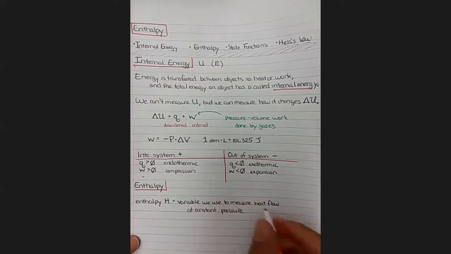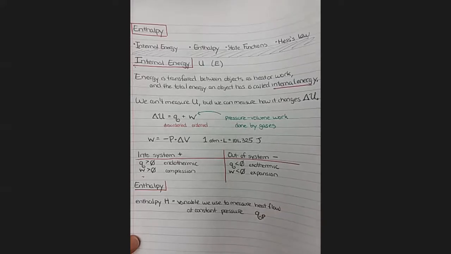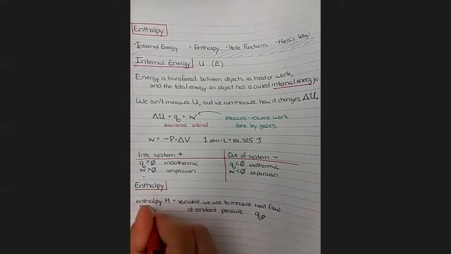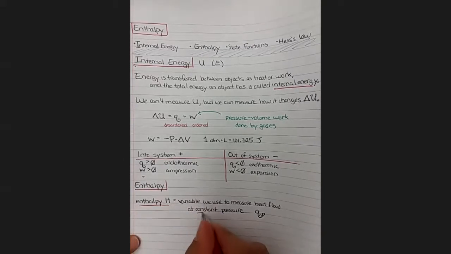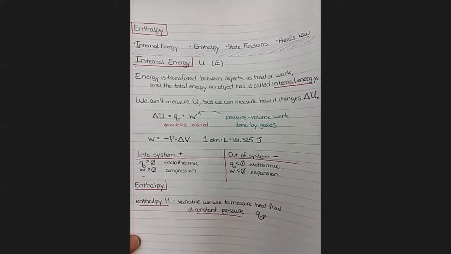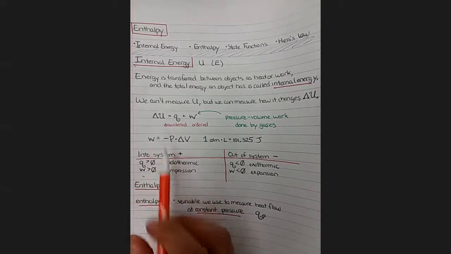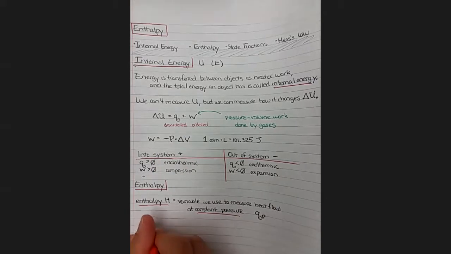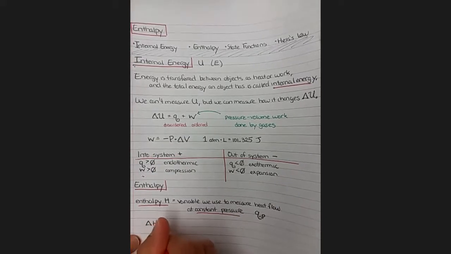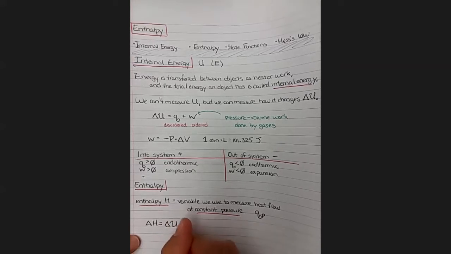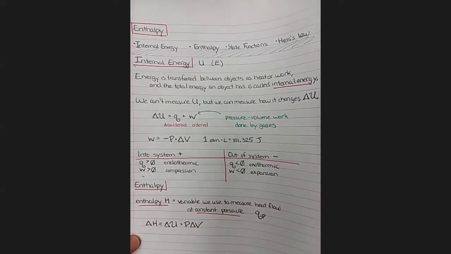And remember, in the last chapter, we used Q to represent heat flow. So if this is heat at constant pressure, we'll call it Q sub P. So enthalpy is Q sub P, heat flow at constant pressure. The enthalpy and the internal energy are related by this formula. Delta H, enthalpy, is equal to delta U, the internal energy, plus P delta V. And that is a formula you are going to be using.